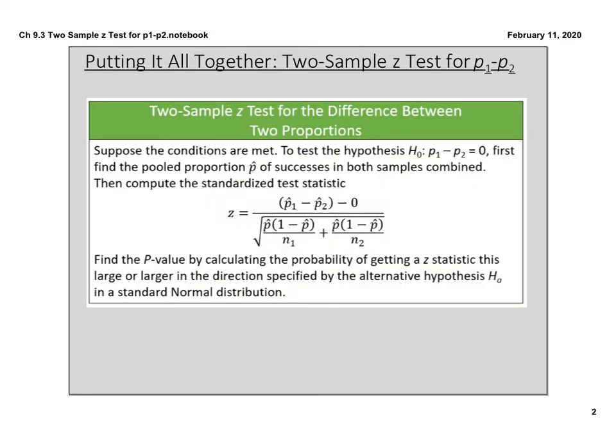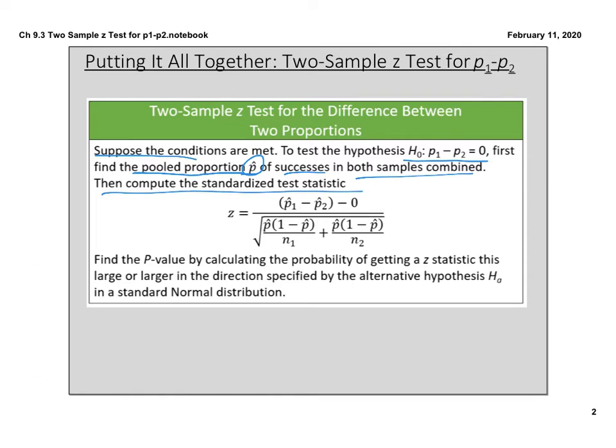All right, so let's just look at how we would put this all together. We're going to do one of these beasts because they are kind of long, lengthy. We're going to do one from start to finish. So just a reminder, it says the two-sample z test for the difference between two proportions. Suppose the conditions are met. That's important. To test the hypothesis that the difference between the two is 0, first we need to find the pooled proportion, p hat, of the successes in both samples combined.